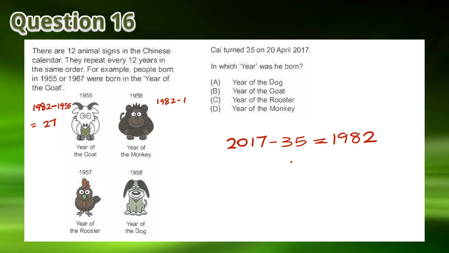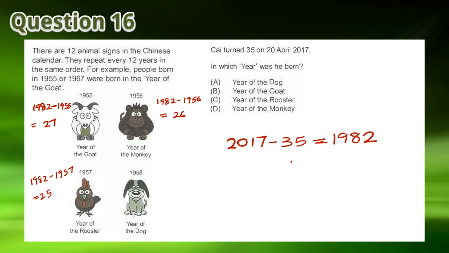The difference between the year of the monkey and 1982 is 26, which is not divisible by 12, and the year of the rooster and 1982 is 25, which is not divisible by 12. However, the year of the dog, which is 1958, is 24 years away from 1982, which is divisible by 12. So the answer is A.